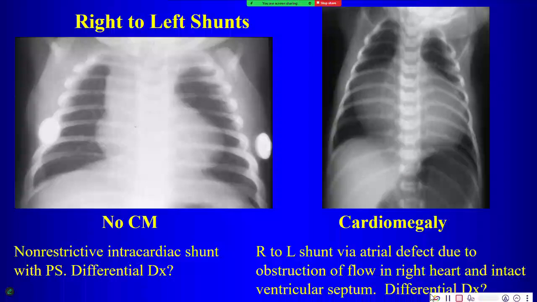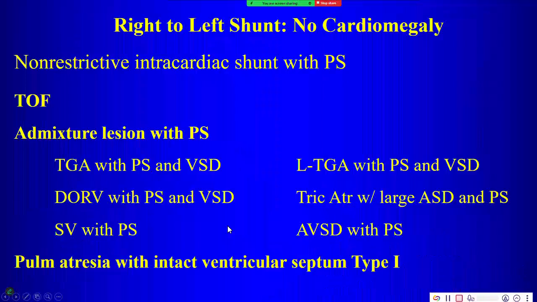On the other hand, when we do have cardiomegaly, especially when the right atrium is enlarged, here what's going on is usually a right to left shunt through the atrial septum, through an atrial defect, and there's some obstruction to blood flow in the right heart. The ventricular septum here in these cases is usually intact. And here the big lesion, the lesion that we start with, is what lesion? Right. So here Ebstein's would be the lesion that we start with.